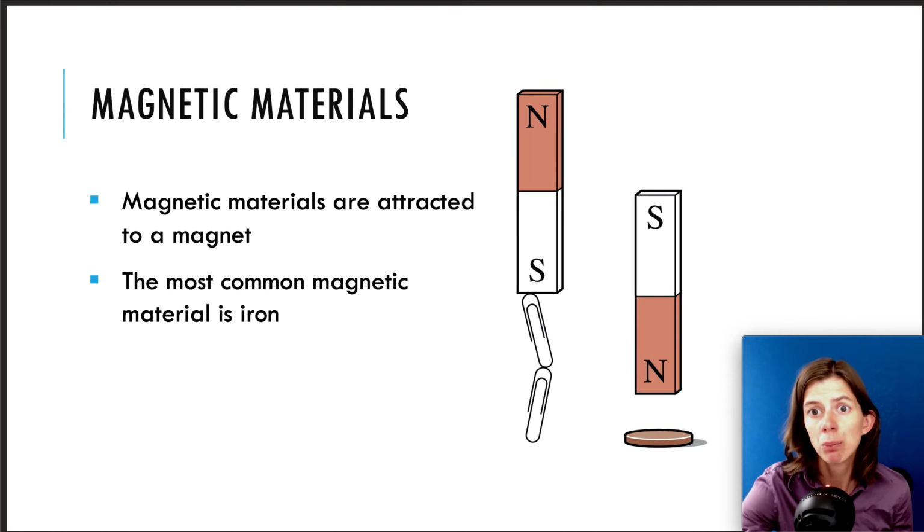The most common magnetic material is iron, but other materials can also magnetize when placed near a very strong magnetic field.